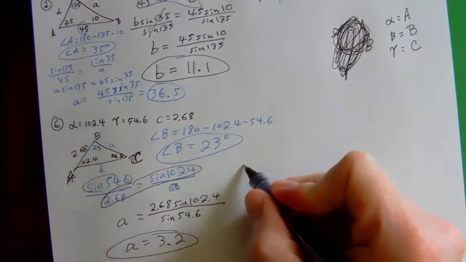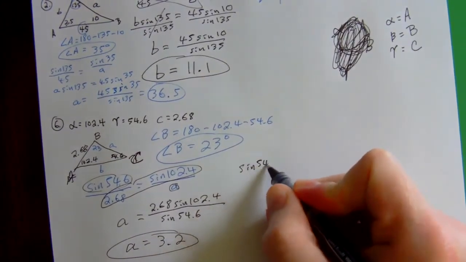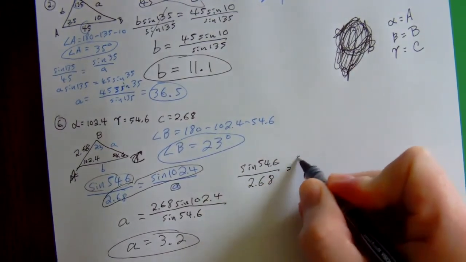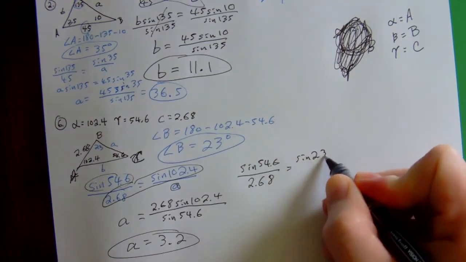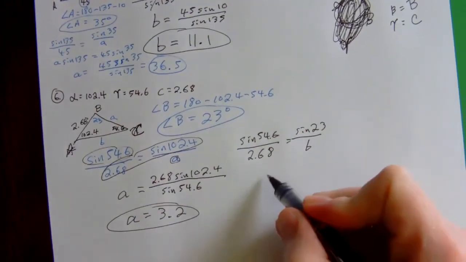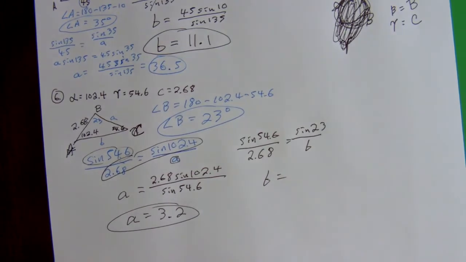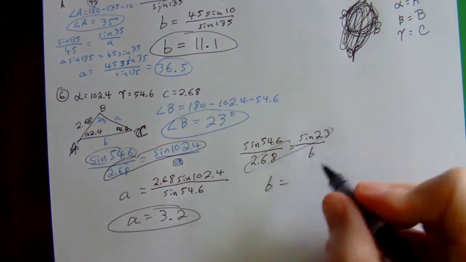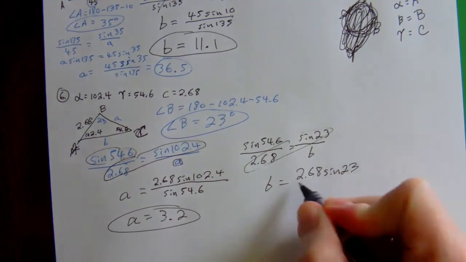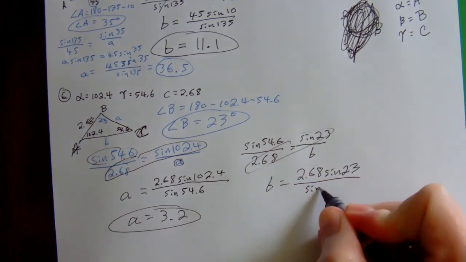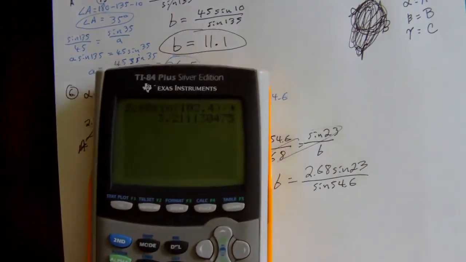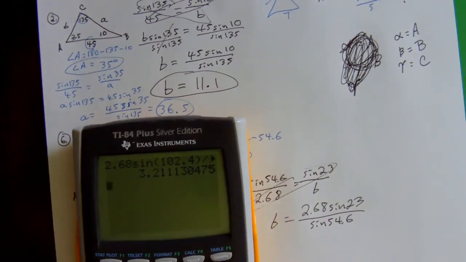We're going to go sine of the 54.6 over the 2.68 again, equals the sine of that B angle, which is the 23 degrees, over the little b. And I'm going to do a little shortcut here. So when you cross multiply, what you could do is multiply the completed diagonal together and then divide it by the one that you have left over. And I'm going to plug that into the calculator.